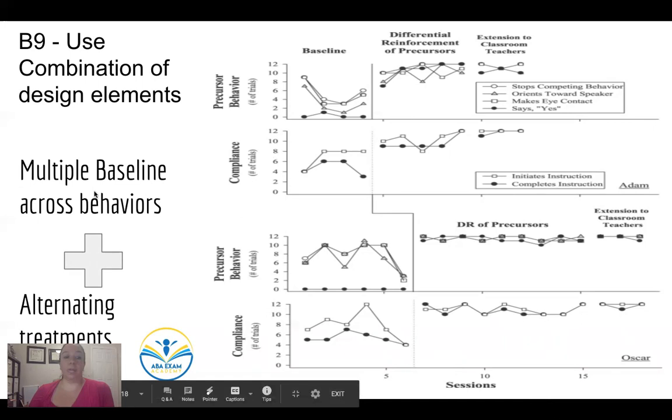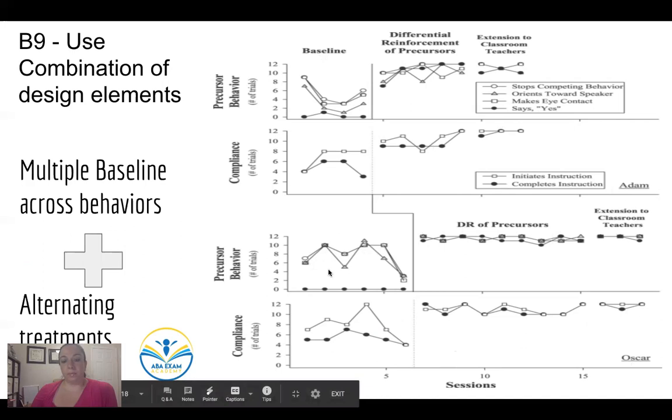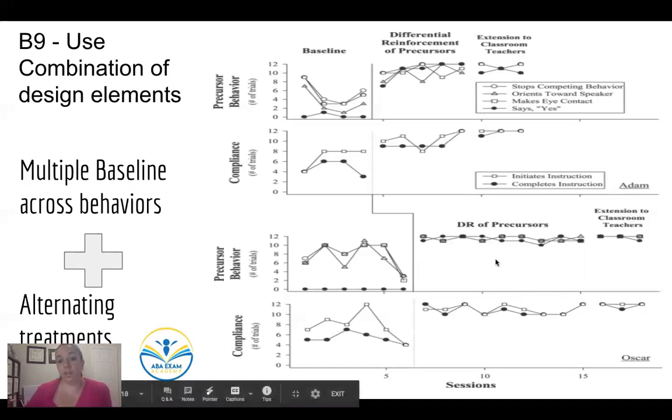Yep. All right, so it is across behaviors because you see here on the key where it says stop competing behavior, orients towards speaker, makes eye contact, says yes. These are two separate graphs. You see it says one for Adam and one for Oscar. So then why is it not across subject also? Because it's not the same subject. Adam is different from Oscar. Yeah, they are different. So it's two different graphs or one graph for the two subjects? My interpretation, but I might be wrong, is they're two different graphs, just one on top of the other. Okay, because that's confusing then.